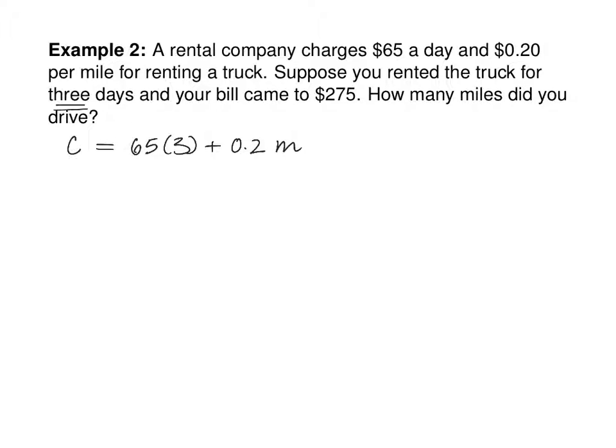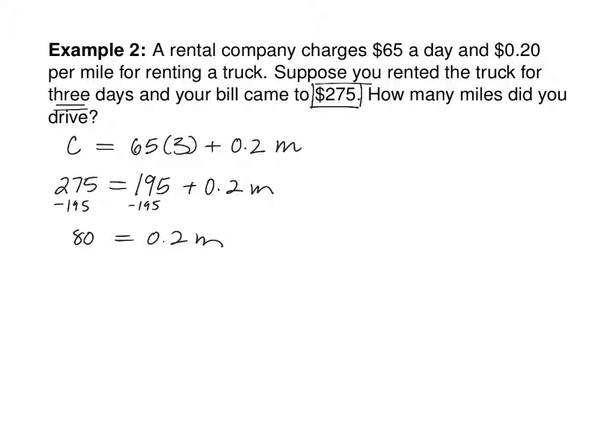So call it M, call it X, who cares? And we know that the cost was $275. So that $275 can go in for the cost. So $275 equals, 65 times 3 is 195 plus 0.2 M. Subtract the 195 from both sides of the equation, and you get 80 equals 0.2 M. And then divide by 0.2 on both sides, and you get that M equals 400 miles. So 400 miles were driven over those 3 days.